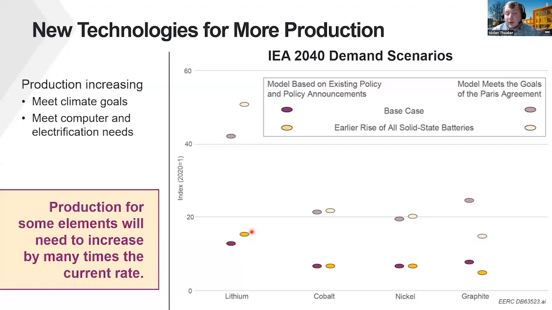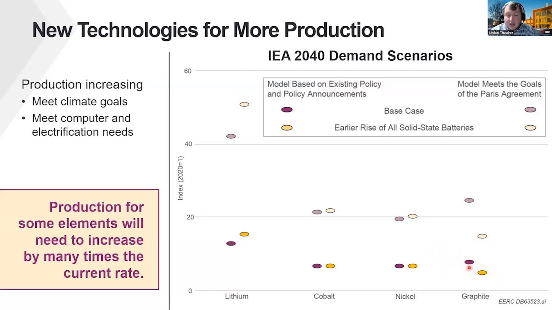If everyone really wants to meet the Paris Agreement accords, we're going to need 42 times. And if we have solid state batteries, we're in the 50 times more lithium produced today than by 2040. And so for every lithium mine that exists on Earth today, you need 51 more of that same mine to produce what we need for these climate things.